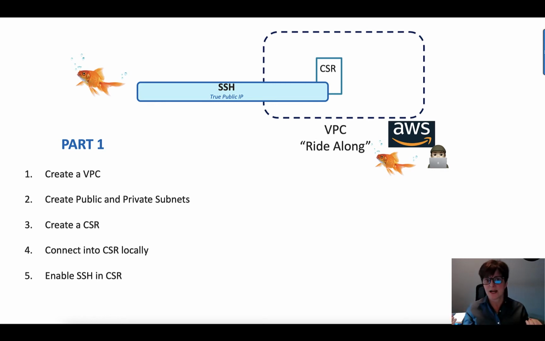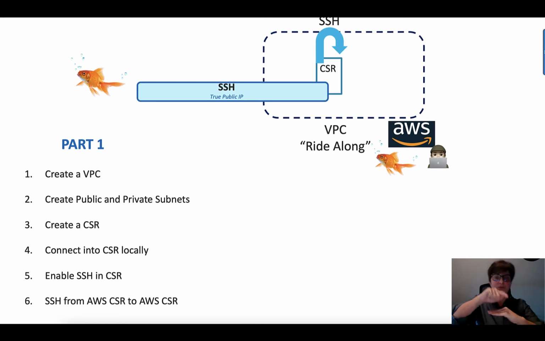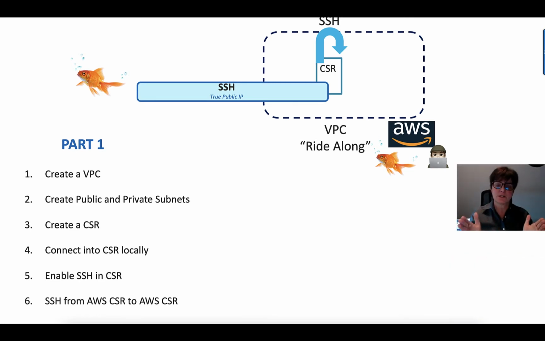We're going to attach the subnets to the CSR. We're going to connect into the CSR locally through AWS and enable SSH in the CSR. And then finally, we're going to SSH from ourselves to ourselves. That way we also know, from a troubleshooting perspective, when we attempt to SSH from the laptop in part two, that it's not because SSH is not set up properly. So we're going to get everything done and going so that we can then move into part two. Again, really just following steps in part one.